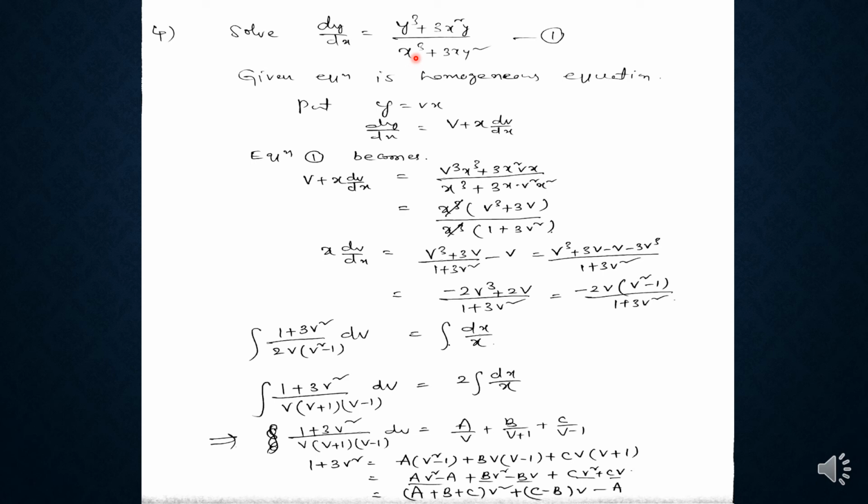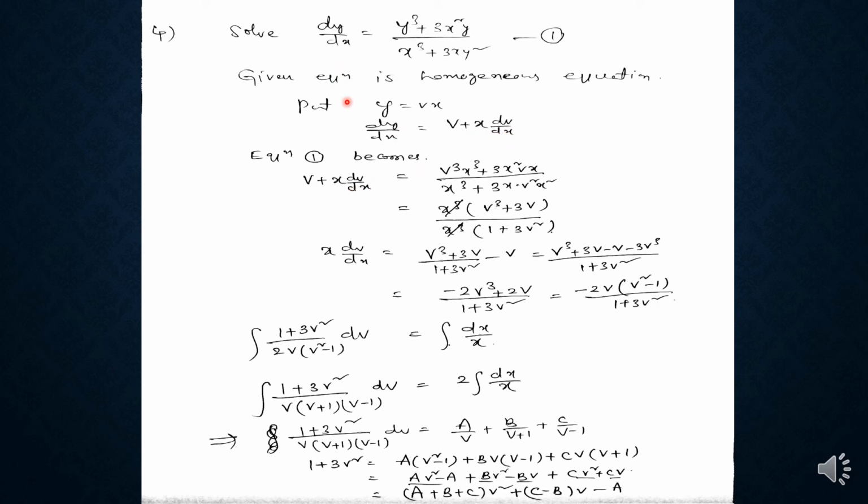So put y is equal to vx, then dy by dx is equal to v plus x dv by dx. These two steps are common to all homogeneous differential equation types. So now equation 1 becomes, by putting y is equal to vx and dy by dx is equal to v plus x dv by dx.